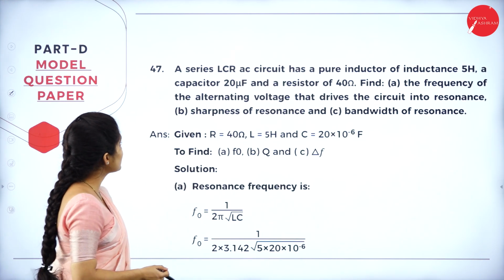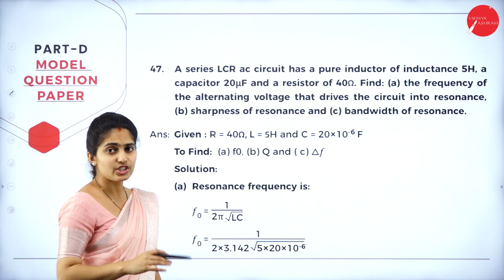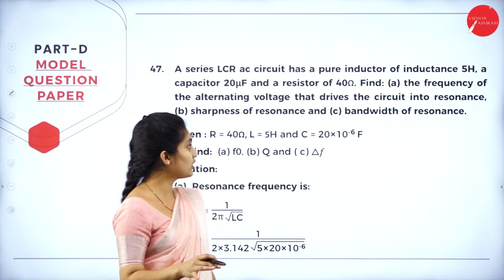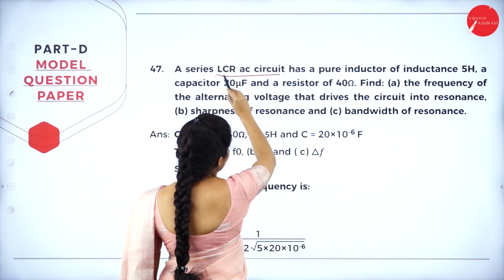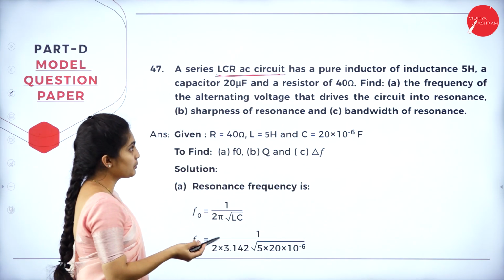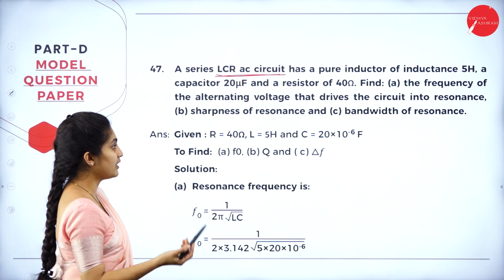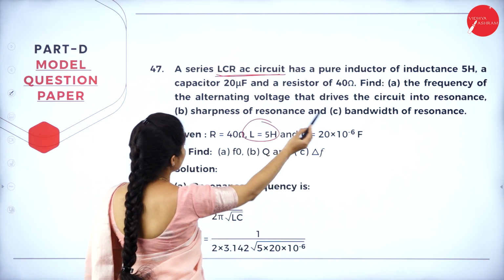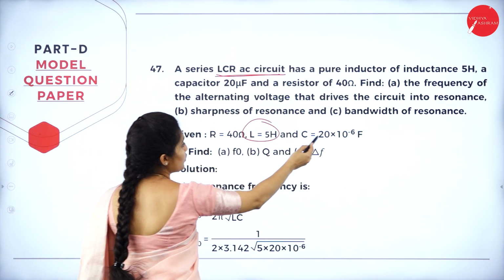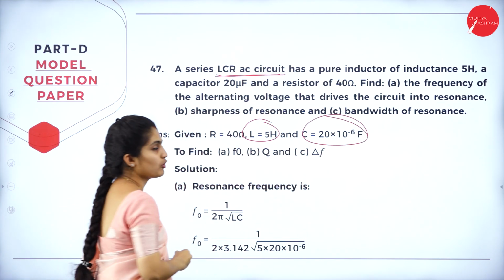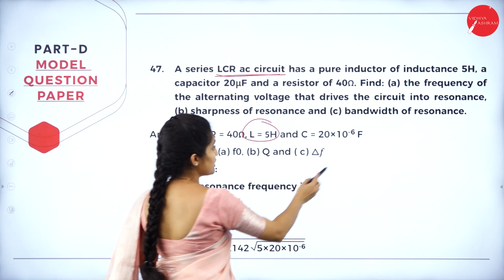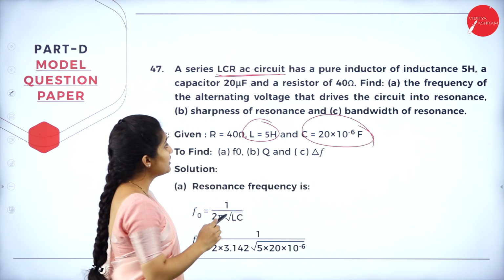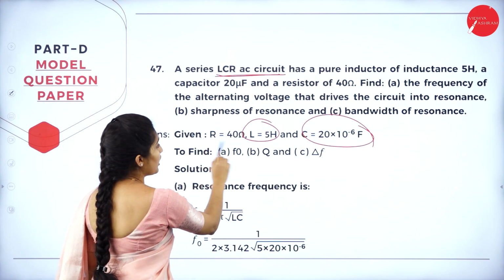Okay. Next is from the chapter alternating current, a very easy concept also, a series LCR circuit. This is with reference to the LCR AC circuit: a pure inductor of inductance 5 henry, that means L is 5 henry, a capacitor of 20 microfarad, that means 20 into 10 to the power of minus 6 farad, and a resistance of 40 ohm, that is R is 40 ohm.